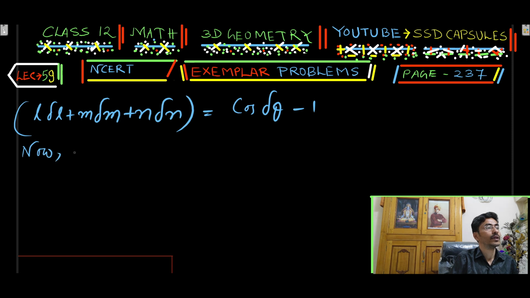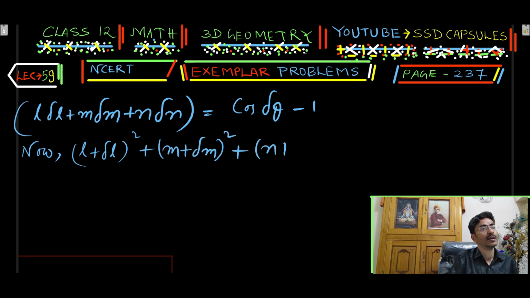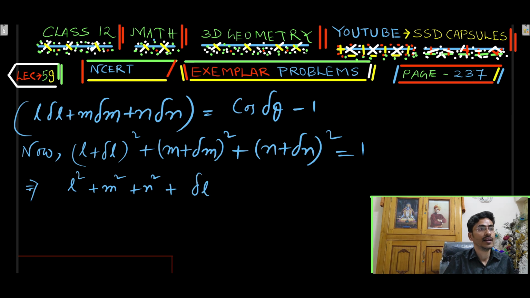Now, (L + ΔL)² + (M + ΔM)² + (N + ΔN)² = 1. We just evaluate the values of these whole squares.